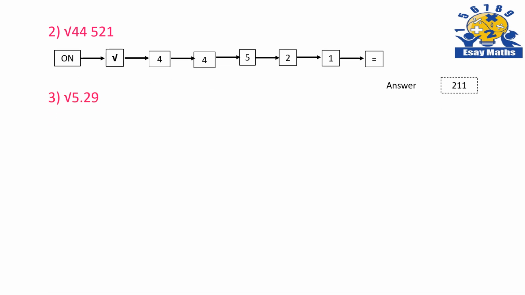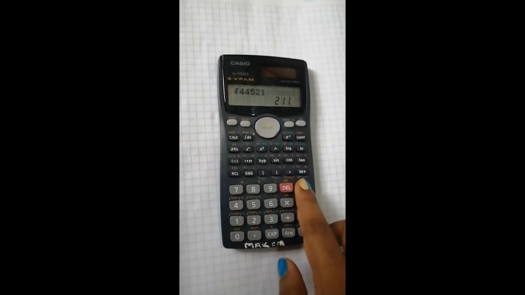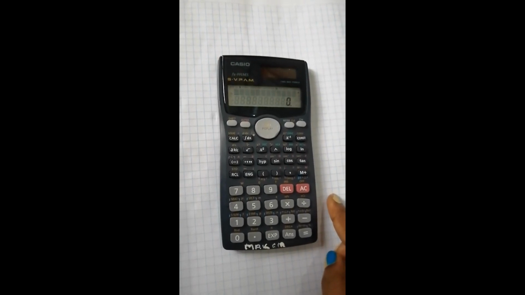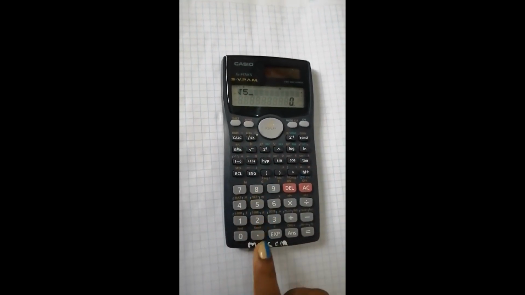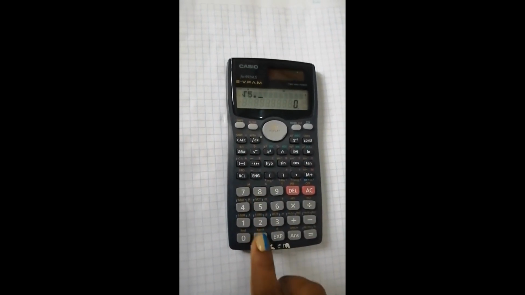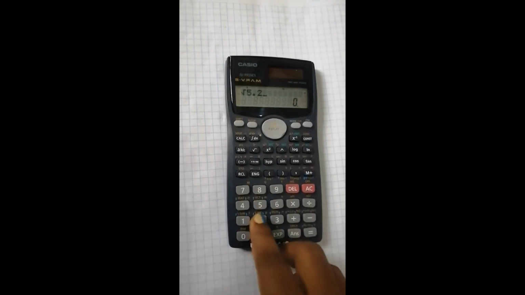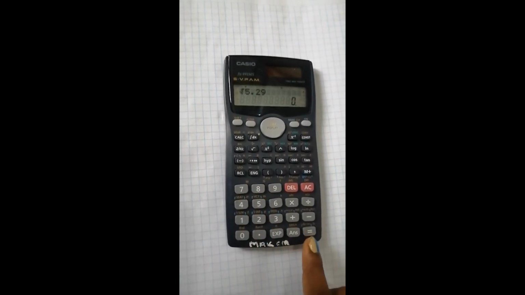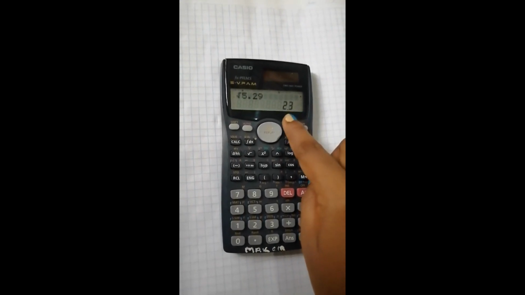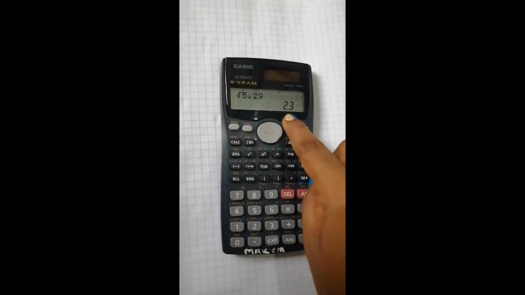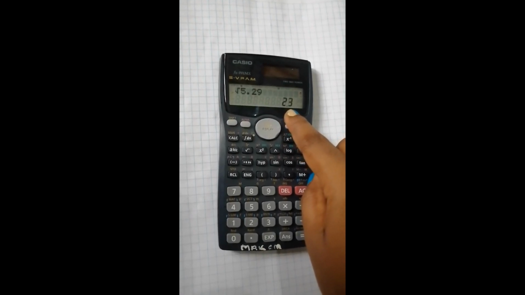Third example, square root of 5.29. At first, we should press the AC key, then square root of 5.29, then square root sign, then 5, then decimal point, 2, then 9. Then to obtain the answer, we should press the equal sign. Then here you can see the answer. It's 2.3.